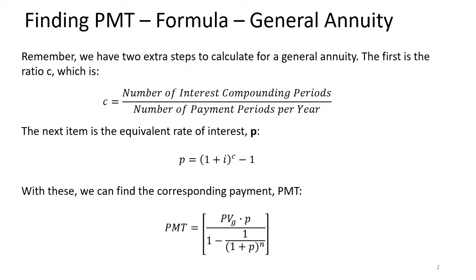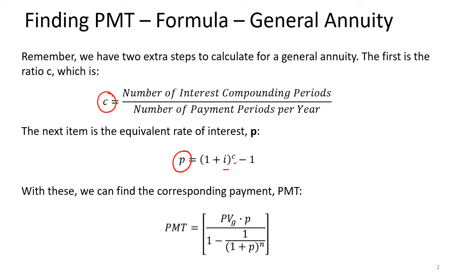Okay, so starting off, again, looking at a general annuity, you'll remember from everywhere else in this course that there's two major changes. First of all, the number of interest compounding periods and number of payment periods per year are not the same in a general annuity. So you have to calculate a ratio C. And then with that, you calculate an equivalent rate of interest using that ratio C and using the periodic interest I. Okay, so that develops this interest rate, which we call the letter P.